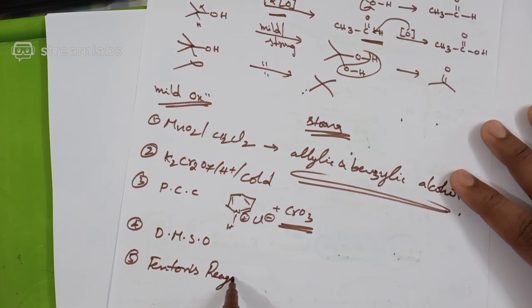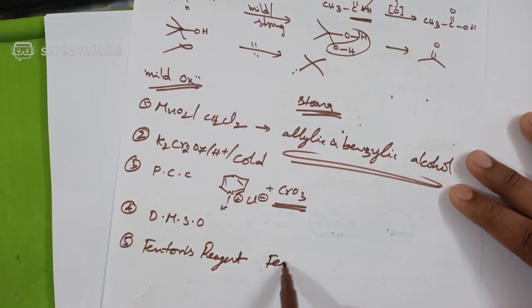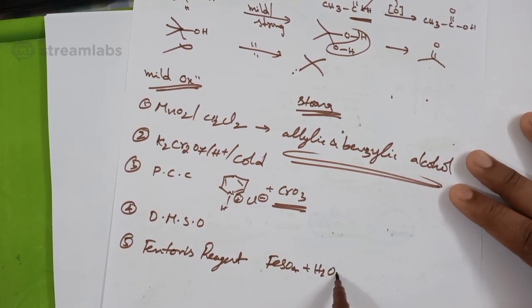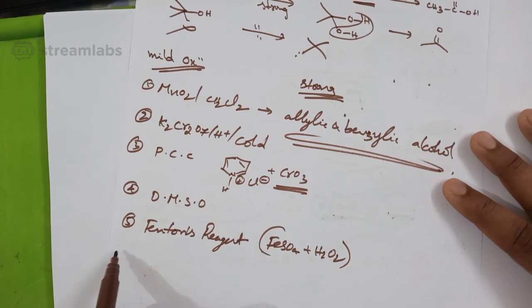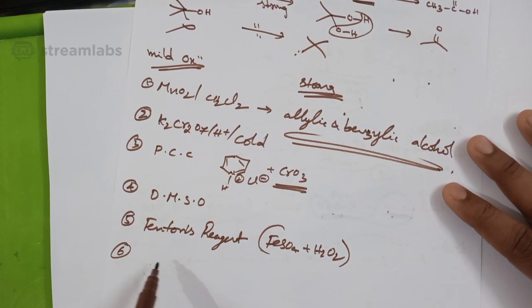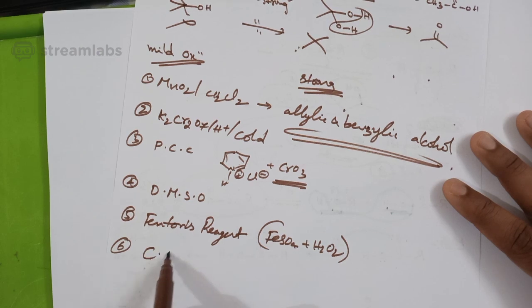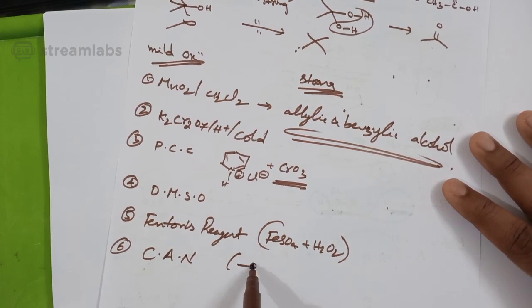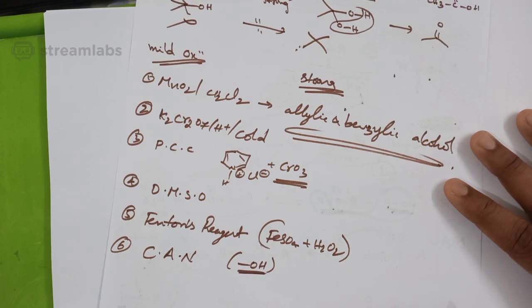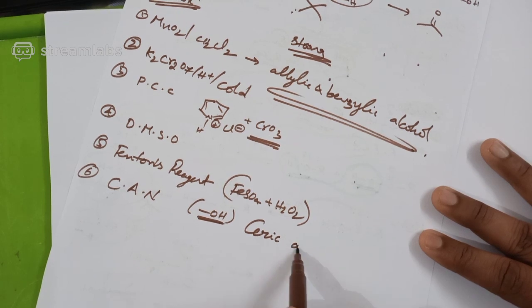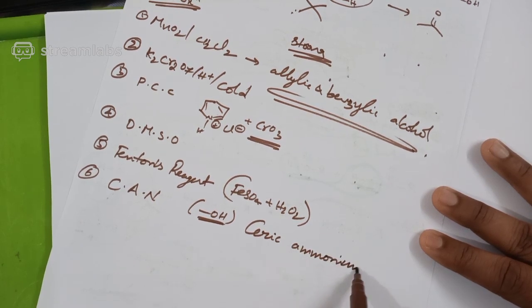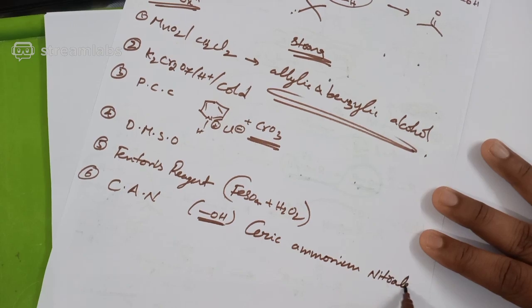The fifth one, Fenton's reagent, is usually used in the carbohydrate chapter. It acts as a mild oxidizing agent: FeSO4 plus H2O2. For Ruff degradation we use Fenton's reagent, FeSO4 plus H2O2. And the sixth one is CAN, used for the test for alcohol groups, OH group. Wherever the OH group is there, it gives a test with CAN, ceric ammonium nitrate. These all act as mild oxidizing agents like the earlier cases.